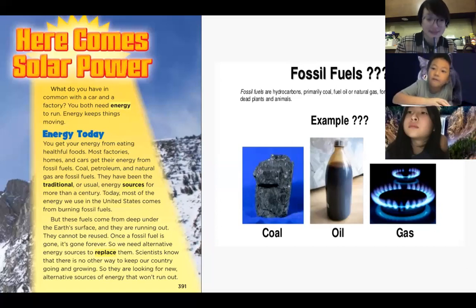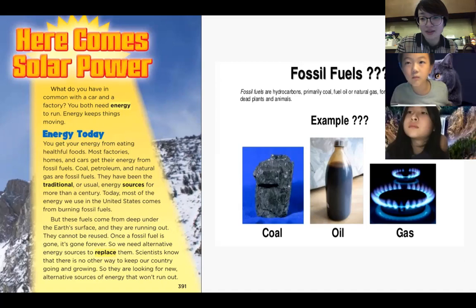But these come from deep under the Earth's surface and they are running out. They cannot be reused. Once a fossil fuel is gone, it's gone forever. So we need alternate energy sources to replace them. Scientists know that there is no other way to keep our country going and growing, so they are looking for new alternative sources of energy that won't run out, like wind, water, and sun. Good, perfect. You understand absolutely right.